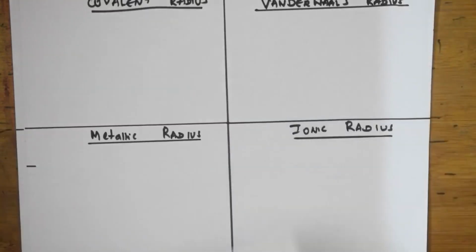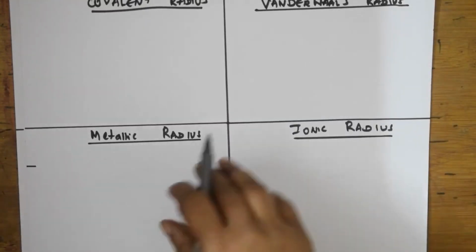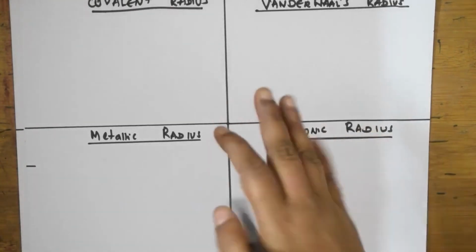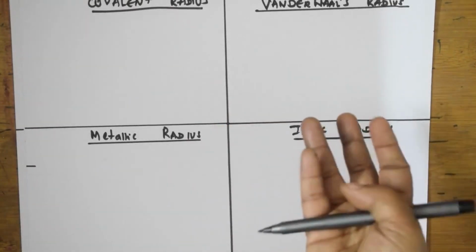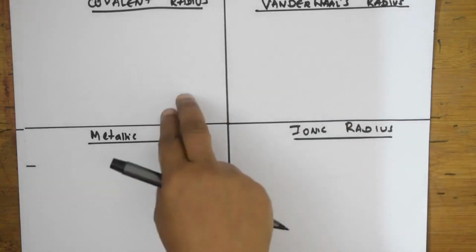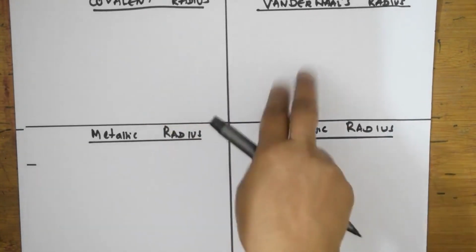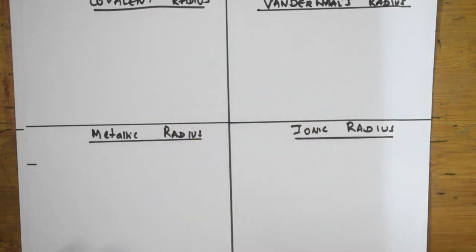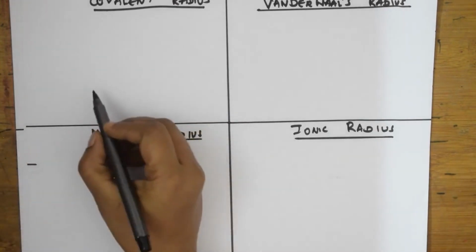Now, next important thing, we are going to see the different types of atomic radii, that is covalent radius, van der Waals radius, because I said we can't determine the exact position, I can't determine exactly what the atomic radius is, but we'll learn in terms of covalent radius, van der Waals radius, metallic radius and ionic radius. So what actually is covalent radius? First we will draw the diagram and understand.